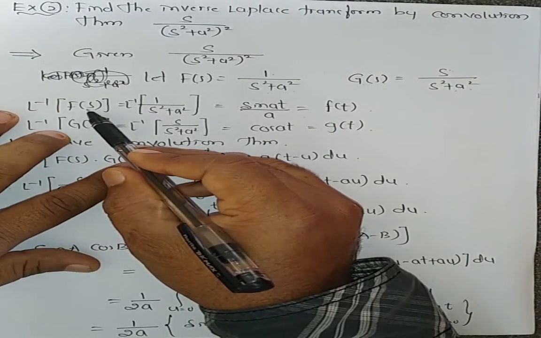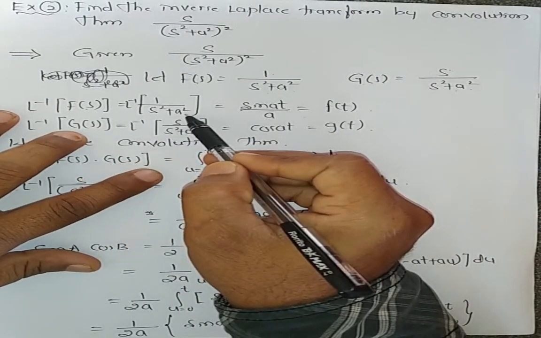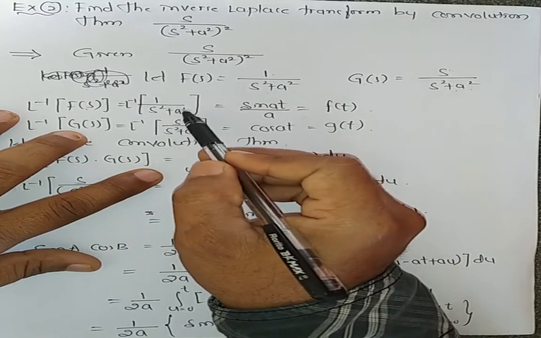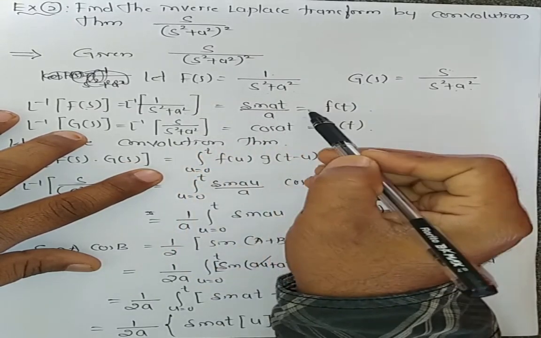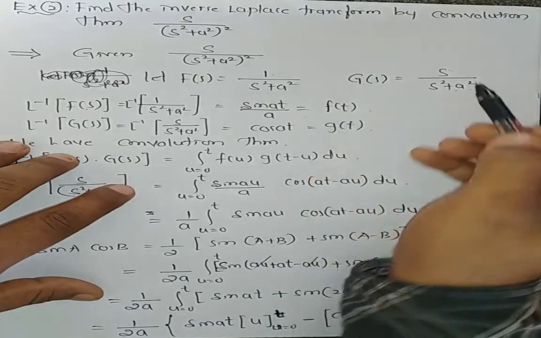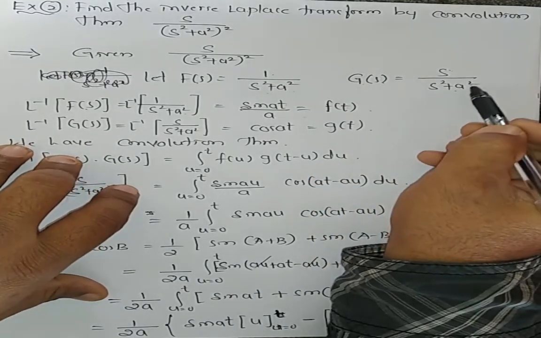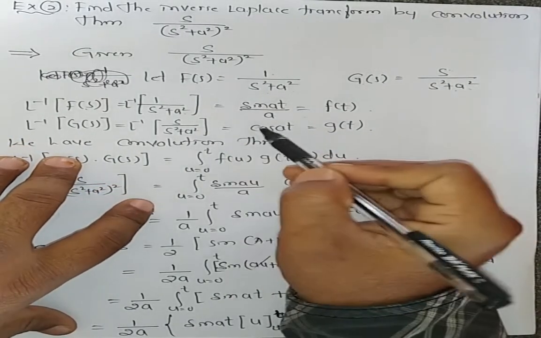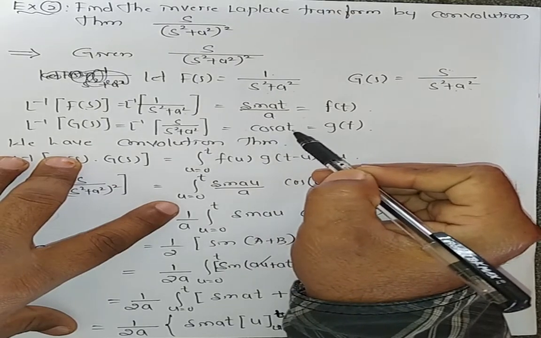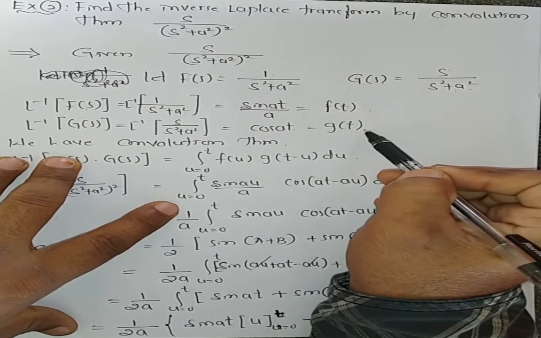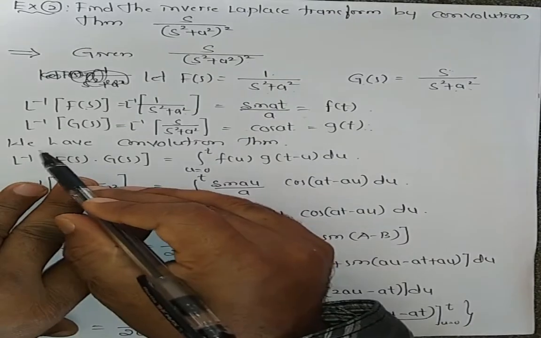Laplace inverse of f of s, 1 divided by s square plus a square, is sin a t divided by a; they call it f of t. Similarly, the Laplace inverse of s divided by s square plus a square is cos a t. This is f of t, this is g of t. After getting this, use the convolution theorem.